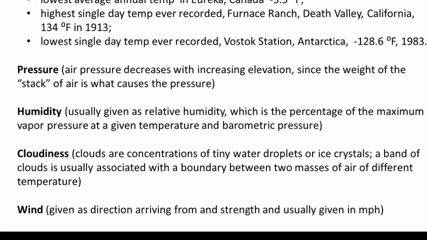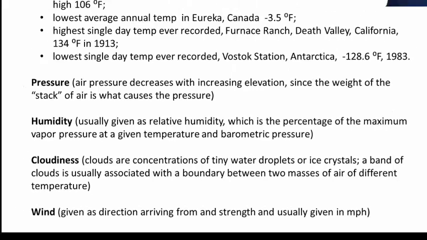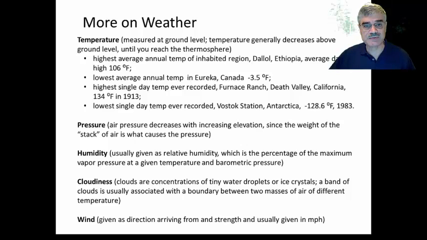Cloudiness: clouds are concentrations of tiny water droplets or ice crystals, and a band of clouds is usually associated with the boundary between air masses, which we'll talk about in a few minutes. And of course also the direction of the wind and its strength is usually given in miles per hour.